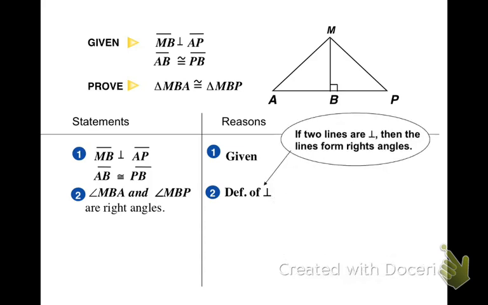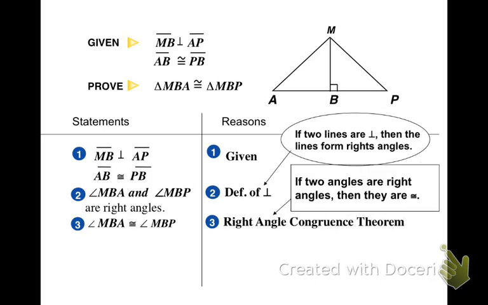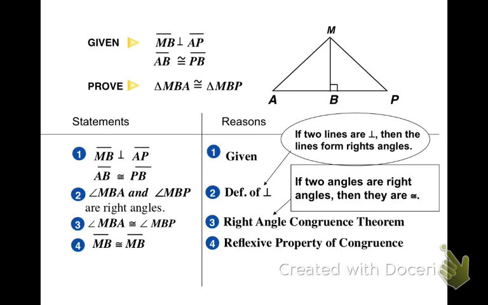Okay, if they're right angles, that means they must be congruent. The right angles congruence theorem. Both angles are 90 degrees, their measurements are the same, they're congruent. So we've got angle congruence to go along with our segment congruence that was given. A third segment is shared by both triangles, MB, so that's the reflexive property, and that's enough for side, angle, side.